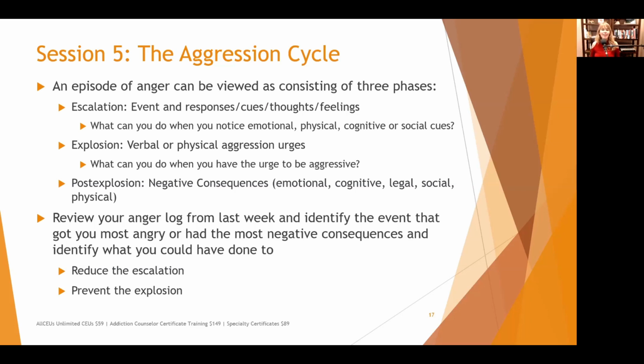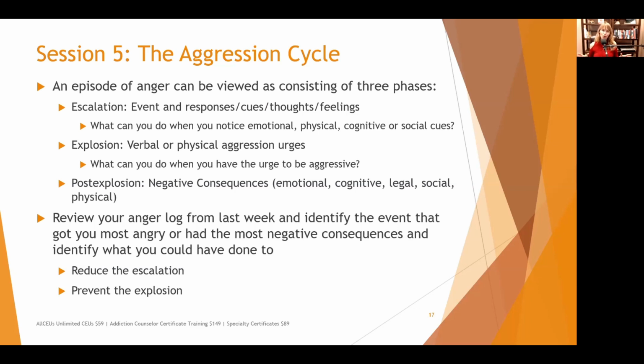Have people review their anger log from the past week and identify the event that got them the most angry or had the most negative consequences, and identify what they could have done during the escalation phase to diffuse it. What immediate strategies could they have used? And what could they have done if they got to an explosion part? What could they have done to prevent the explosion?